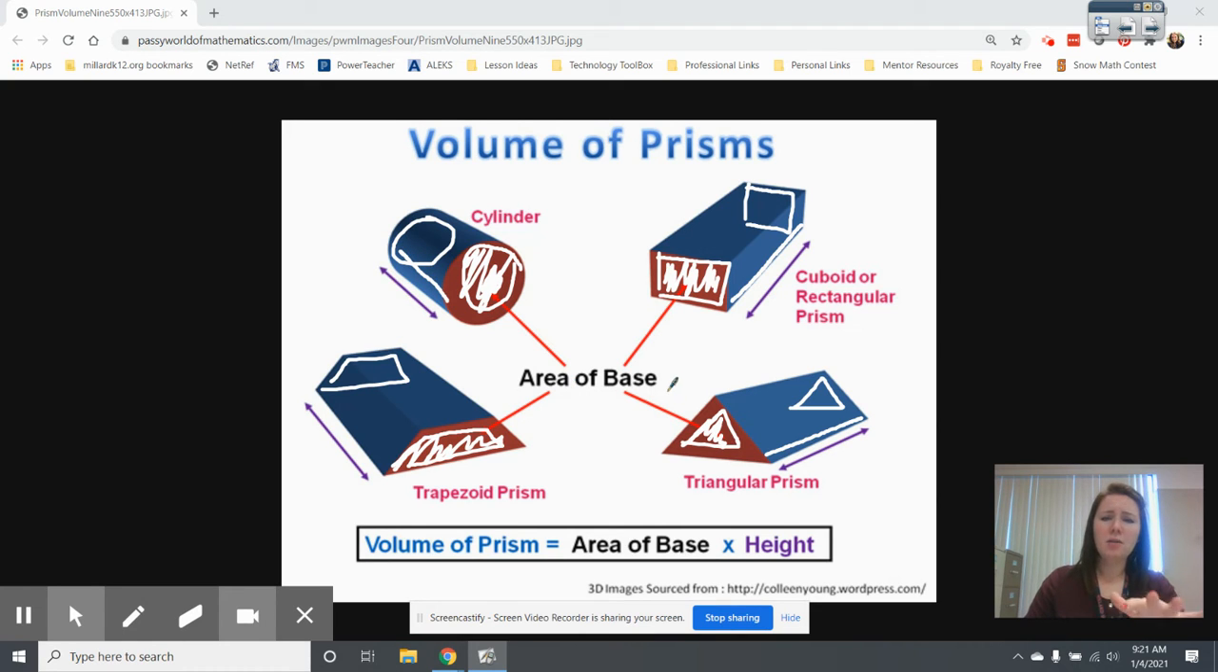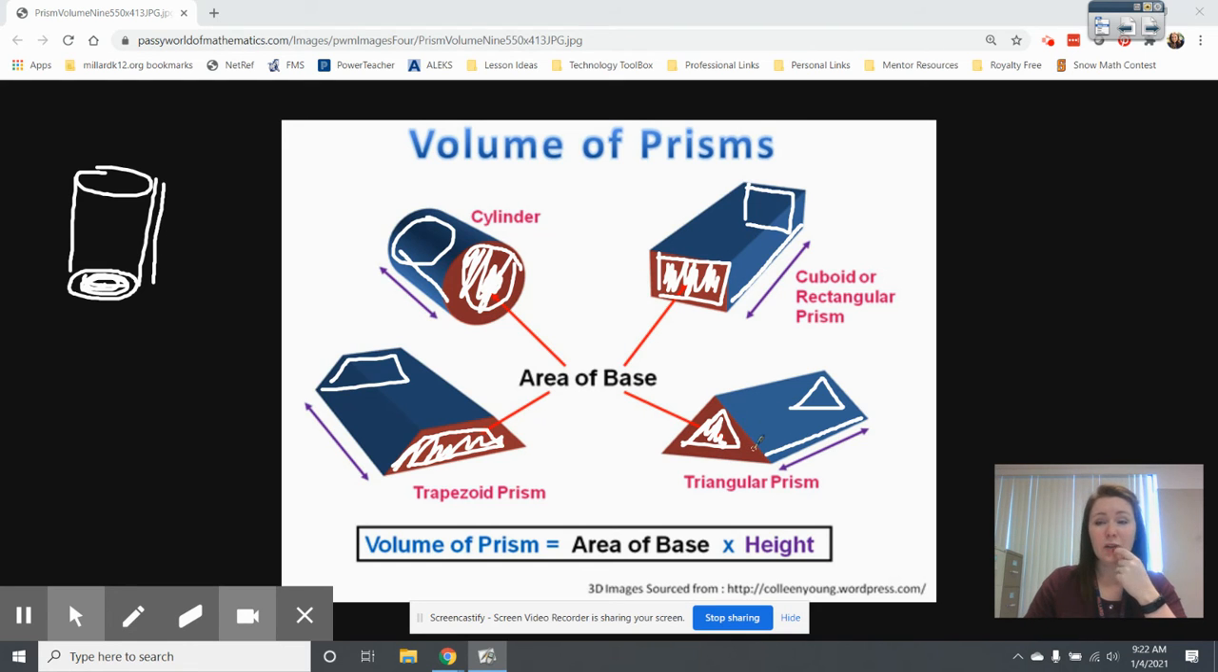Now, all of these on the screen are actually prisms that are tilted on their side. Sometimes you will see a cylinder that instead of laying on its side like this, is straight up and down like this. The base is still the circle, so you first find the area of that base. The height is the distance between the two parallel bases. So in this case, the height makes sense. It's how tall it is.